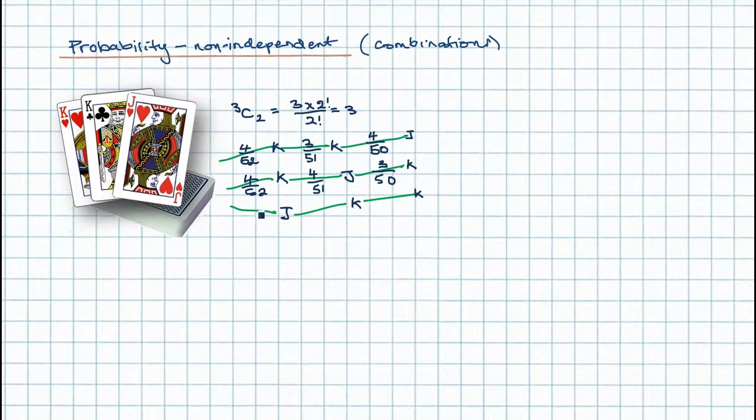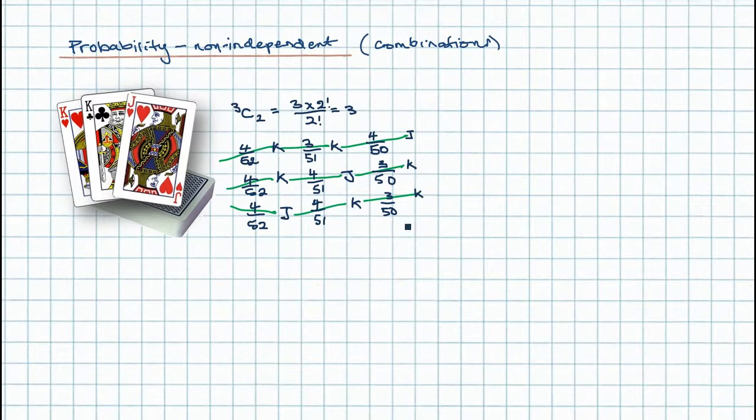Let's do this one. So the jack, I've got 4 out of 52 this time. Then I've got my 2 kings, so it's going to be out of 51, then out of 50, just as with the other branches. But it's going to be 4 out of 51 here, and 3 out of 50 here.